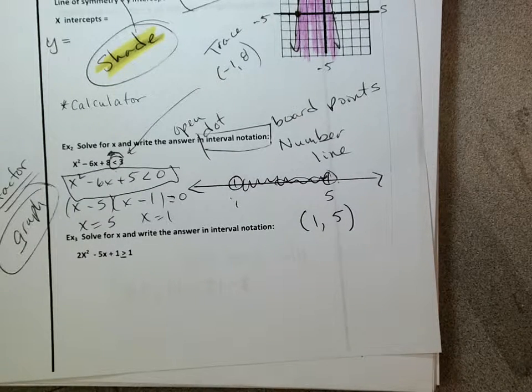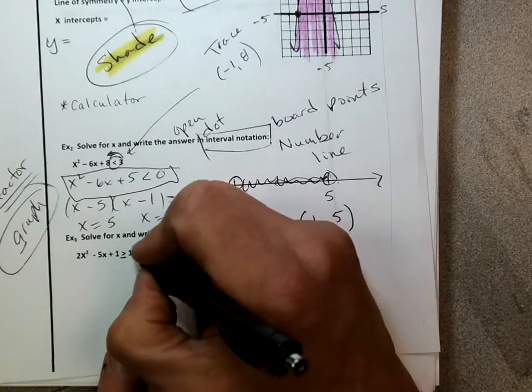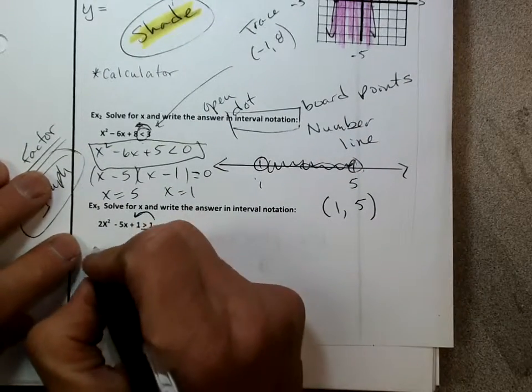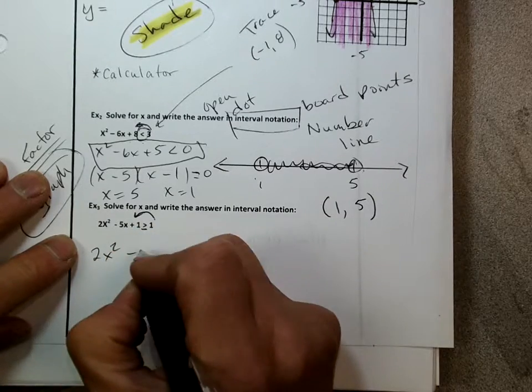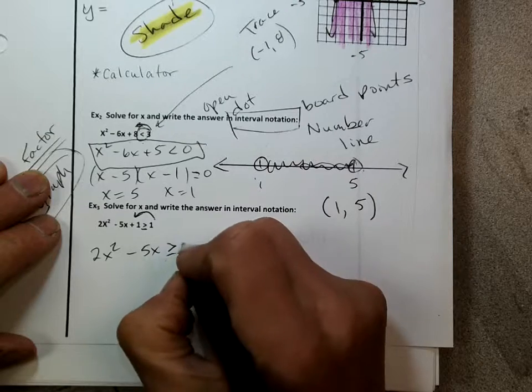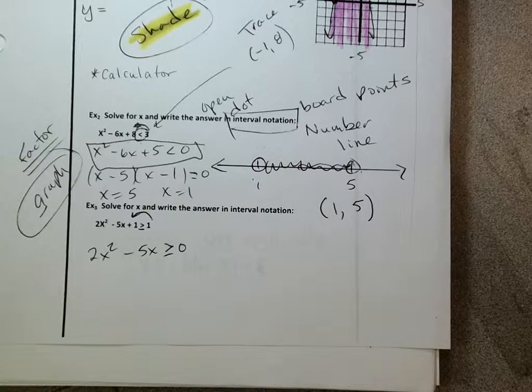Okay, to example 2, first, let's bring over the 1. So I have a 2x squared minus a 5x plus 0, right? All right? So I just brought over the 1. I needed to make it equal to 0. You need to make it equal to 0.